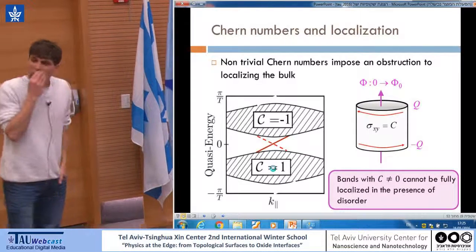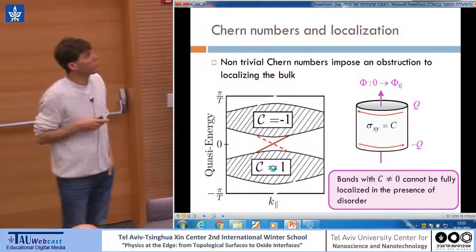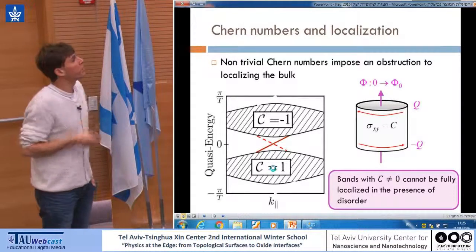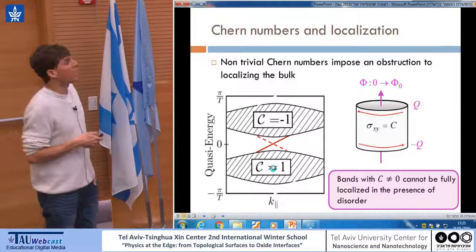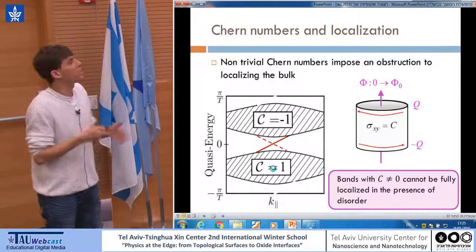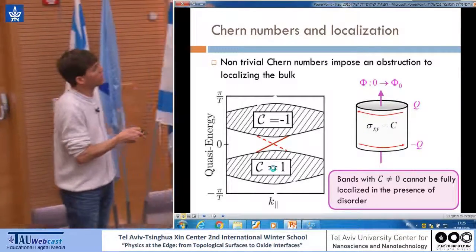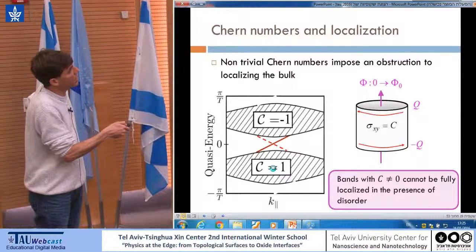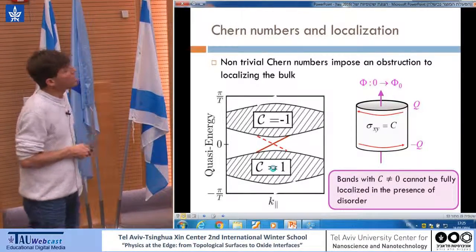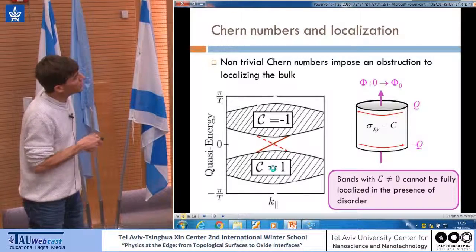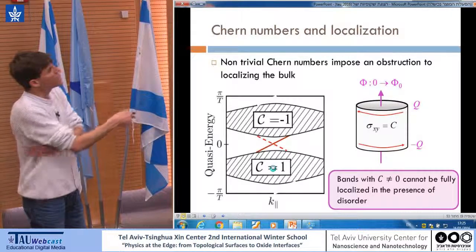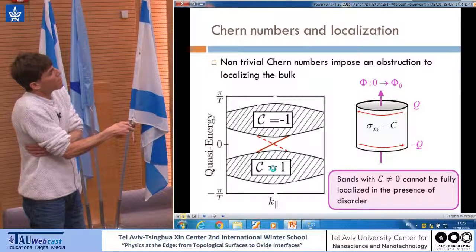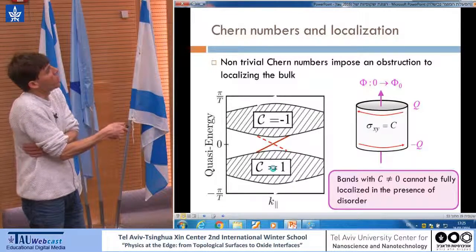Okay, so now what is the relation to this order? I want to remind you that in the quantum Hall case, if you have edge states, as we discussed, you also have to have Chern numbers. For example, this would be a situation with non-zero Chern numbers, and you'll have a single edge state in this gap over here. But if this is a quantum Hall system, a band structure with non-zero Chern number, I claim that this band structure cannot be fully localized.